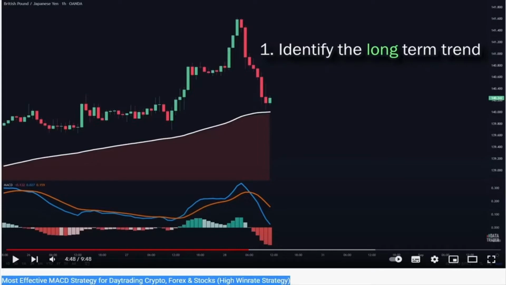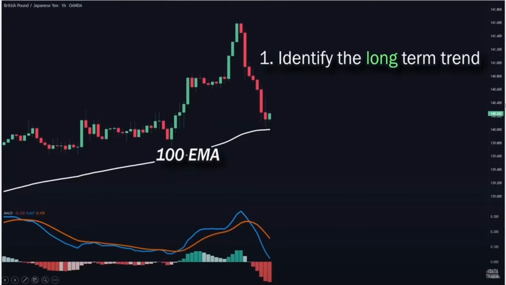Also, he doesn't specify the pairs. For the particular video, we're going to see some pairs like GBP JPY, but usually he doesn't specify that. So the second step, we will use the 100 EMA, our exponential moving average. We have given explanations about what a moving average is, how it works, and so on. There are many useful links in the description of all of my videos.